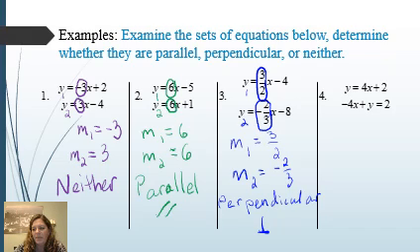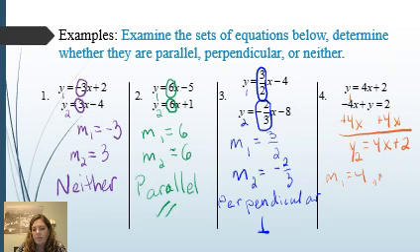Now, this one requires some work because this doesn't say y equals for number 4. So I need to add 4x to both sides. Then we have y equals 4x plus 2. So this is going to be my y2, this is my y1. Now, y1 equals 4x plus 2, y2 equals 4x plus 2. So slope 1 is 4, and slope 2 is equal to 4.